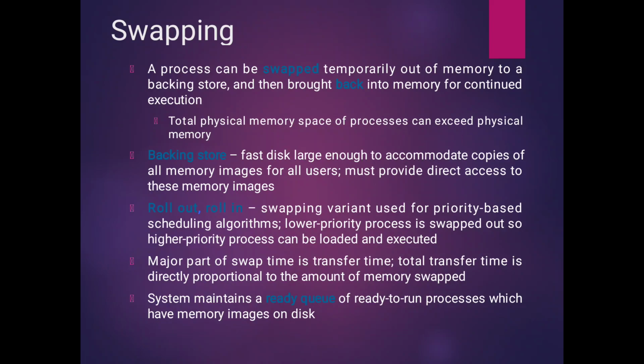The final topic is swapping. A process can be swapped temporarily out of memory to a backing store and then brought back into memory for continued execution. If the amount of memory space for the short-term execution is not available, swapping is most useful. The total physical memory space of processes can exceed physical memory. The backing store is a fast disk large enough to accommodate copies of all memory images for all users, and it must provide direct access to these memory images.